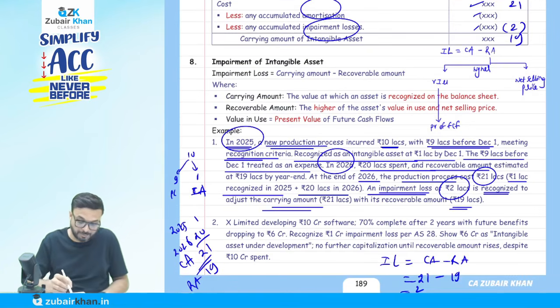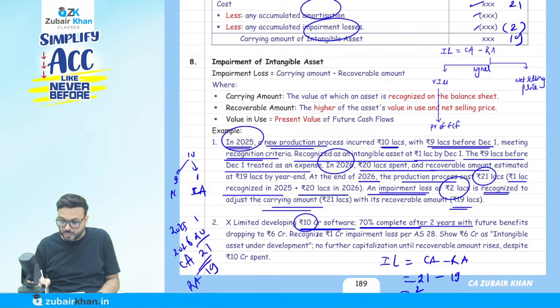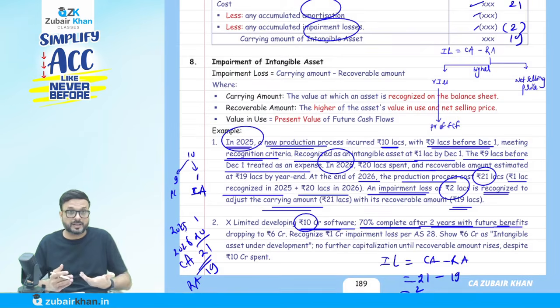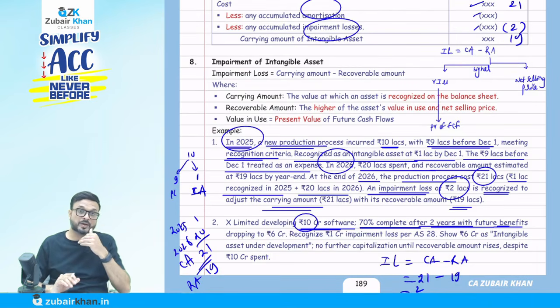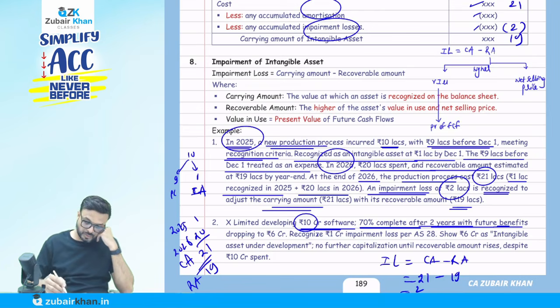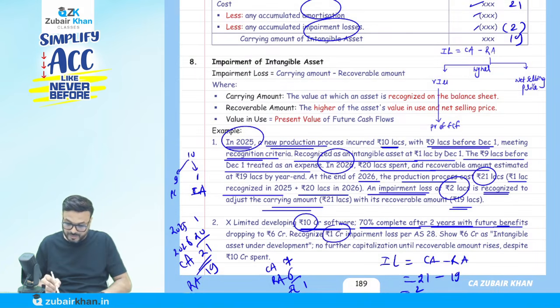That's okay. One more example. Now they say X Limited is developing a rupees 10 crore software. 70% is completed after 2 years. So you are developing the product, so you can capitalize. The total cost of the product is 10 crore, but you have incurred 70%, which is 7 crore. So already we recognize the 7 crore, but the future economic benefit is 6 crore. So carrying amount is 7 crore, recoverable amount is 6 crore. It means there is an impairment loss of 1 crore.